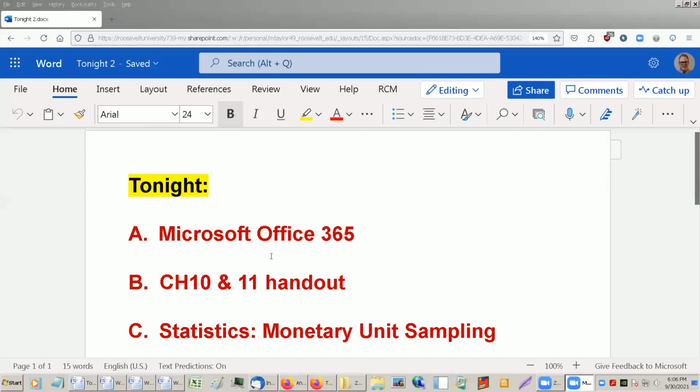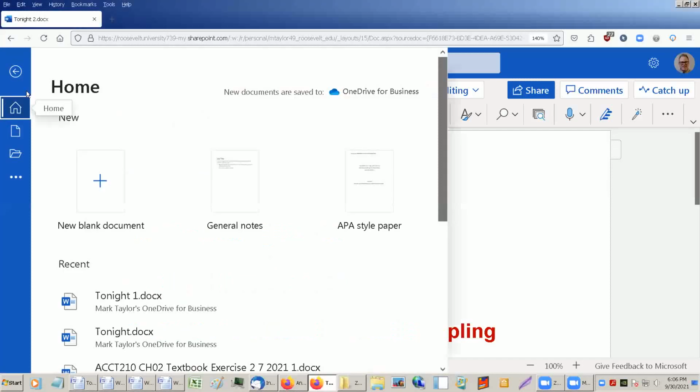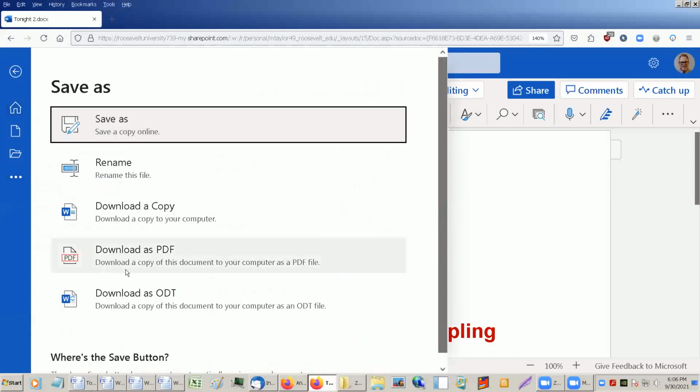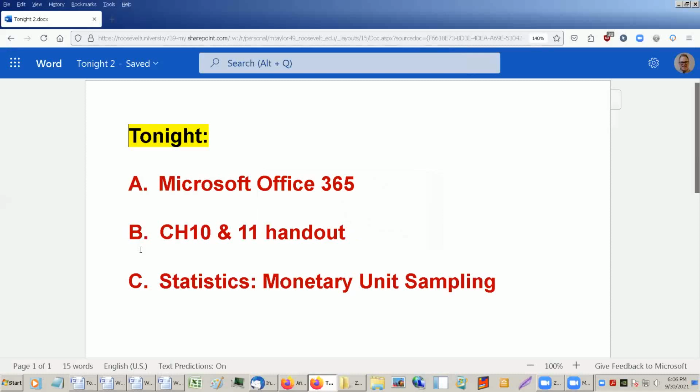And you click on File. Sometimes it comes up nice and easy. Sometimes you get this. If it comes up with this, you have to hit the little More Options and Save As. And you can download it as a PDF.